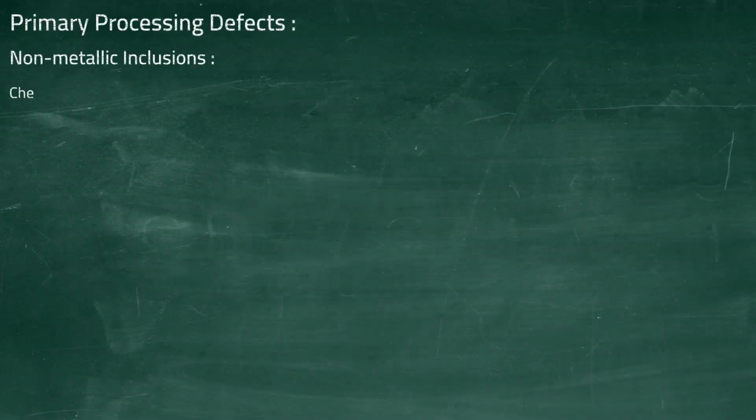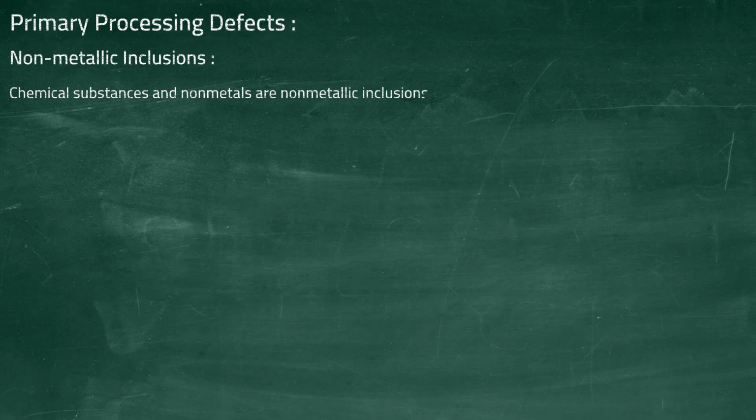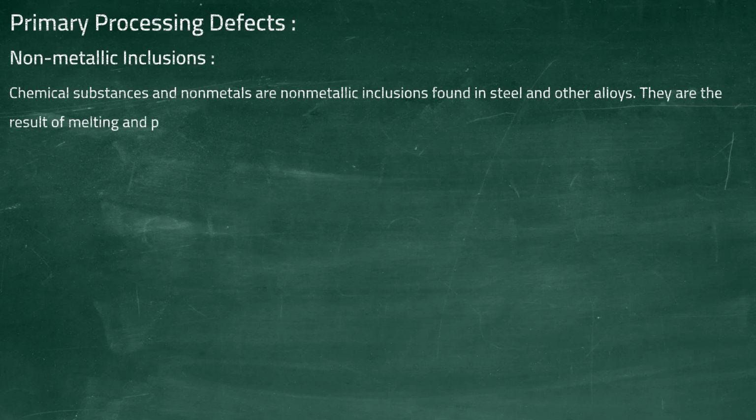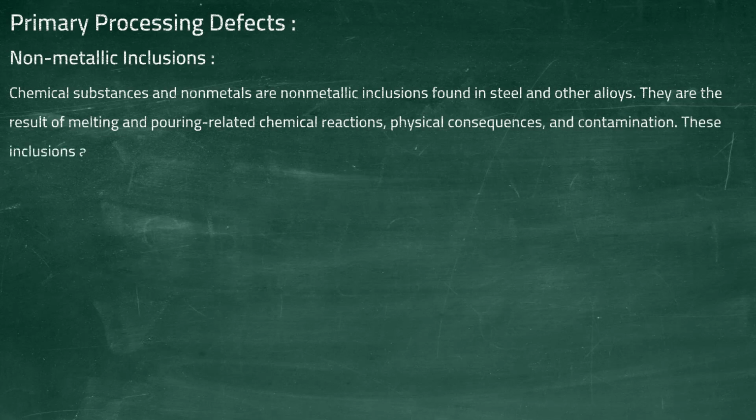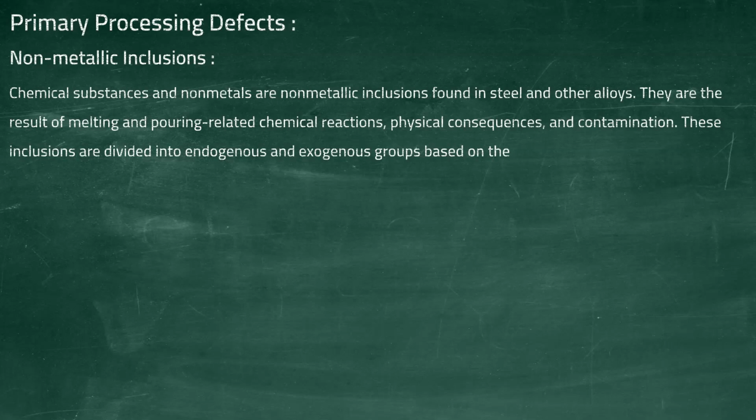Non-metallic inclusions. Chemical substances and non-metals are non-metallic inclusions found in steel and other alloys. They are the result of melting and pouring related chemical reactions, physical consequences, and contamination. These inclusions are divided into endogenous and exogenous groups based on their source.